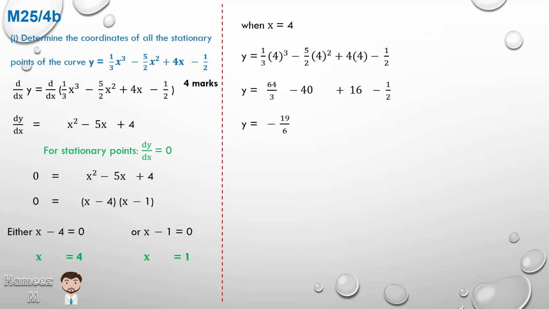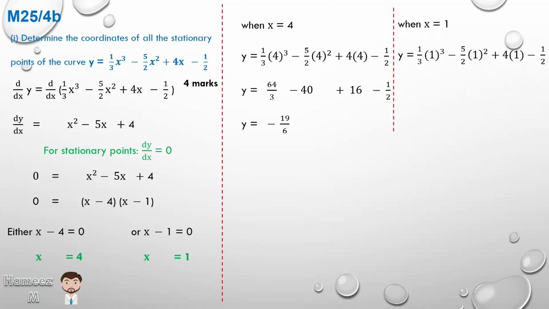So when x is 4, we've solved for y. So we found the coordinates of one stationary point. Let's do it for the next stationary point when x is 1. Repeat the same thing, put it into the formula. y is equal to 1/3 x cubed, etc.